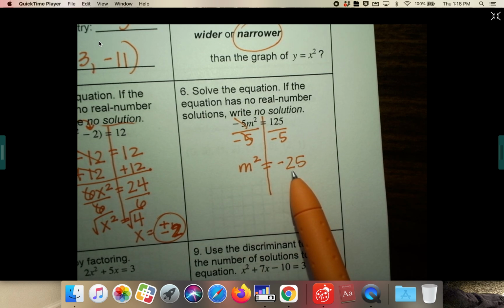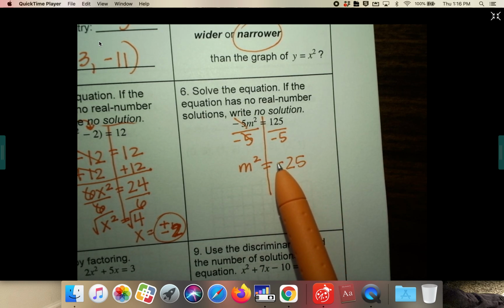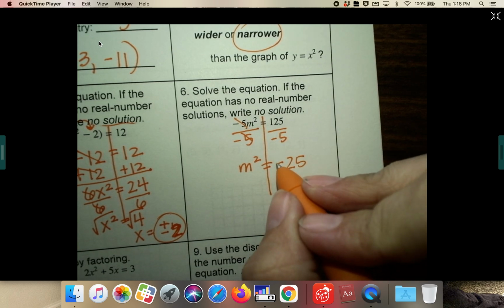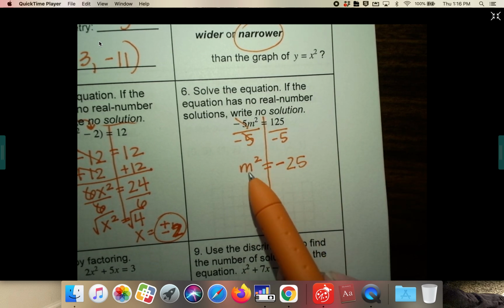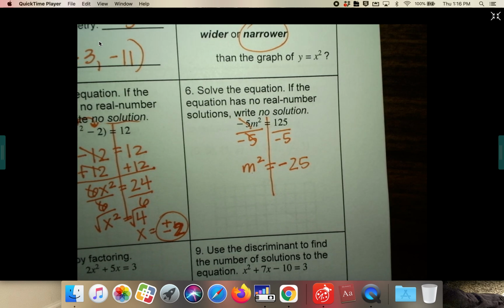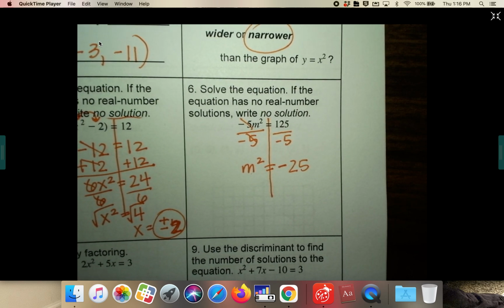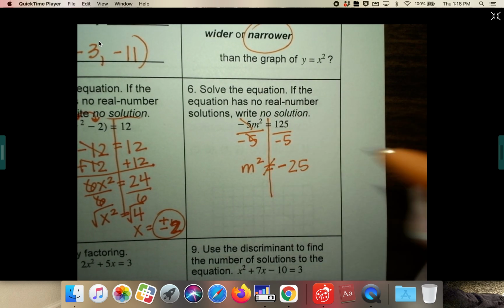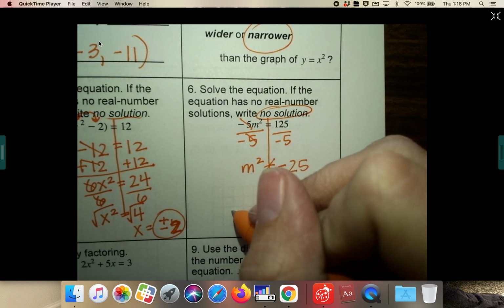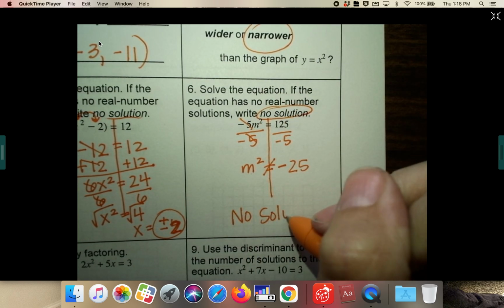A number times itself will never be negative. Never. You cannot have a squared number be negative. It's an imaginary answer. It's not a real solution. So that is not possible. So I am going to write the words no solution.